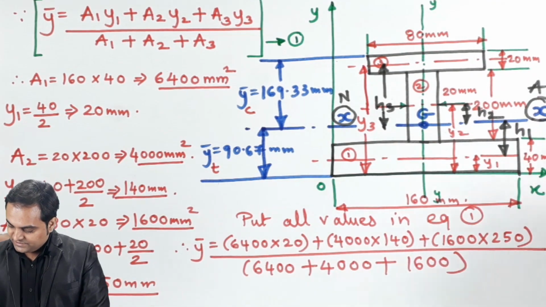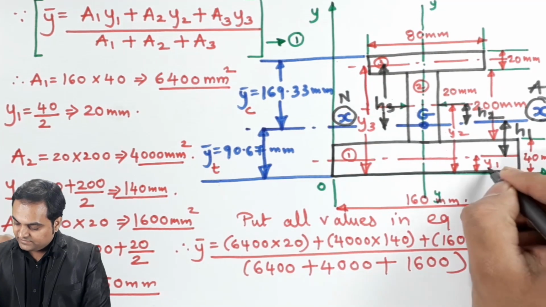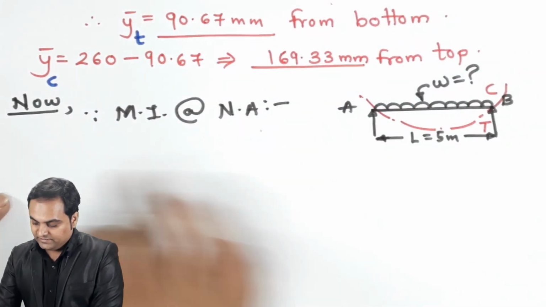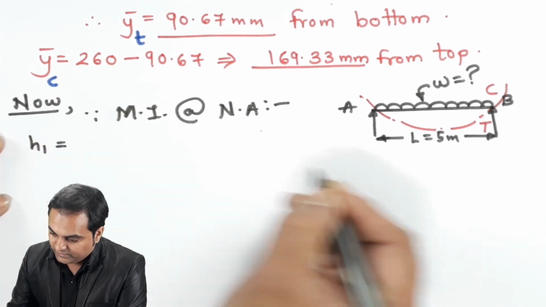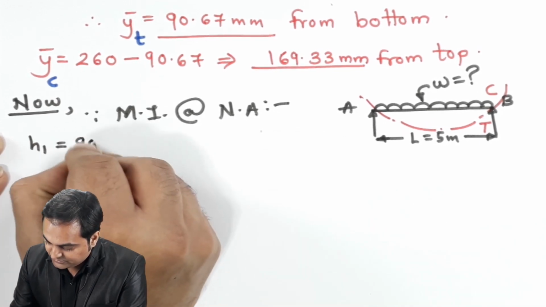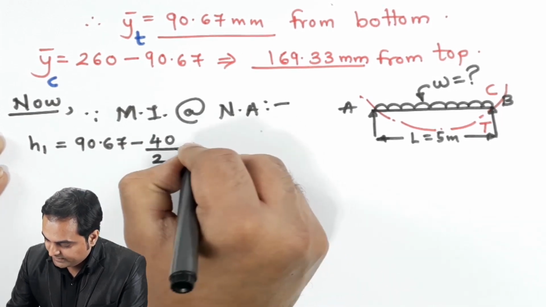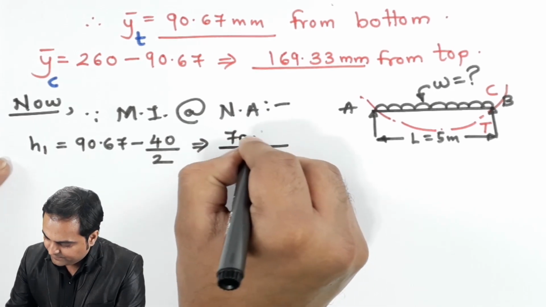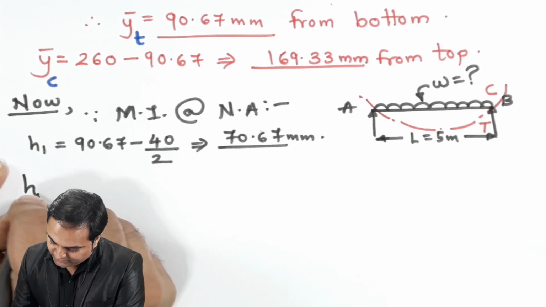So h1 is, since y bar is 90.67, from that I'll subtract this y1 value, that is 20, and that would give me the h1 value. So when I'm finding the MI, first I'll say that the h1 value is 90.67 minus half of 40. So the h1 value will be 70.67 mm. It is better to calculate these values. It would be helpful to find the moment of inertia.